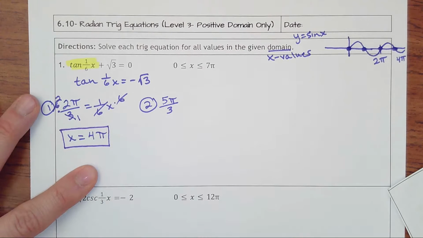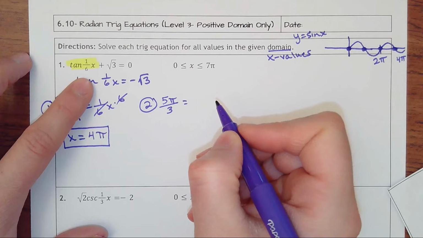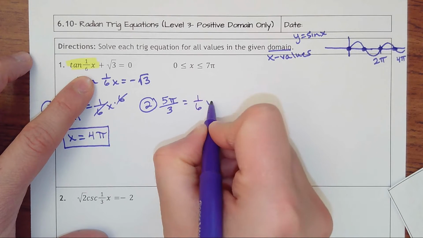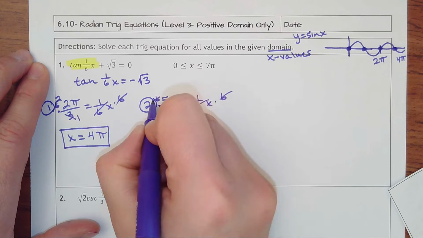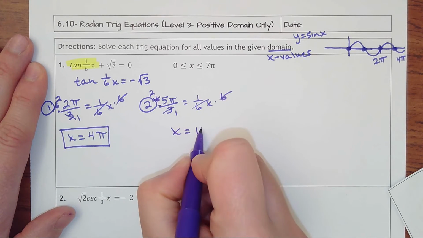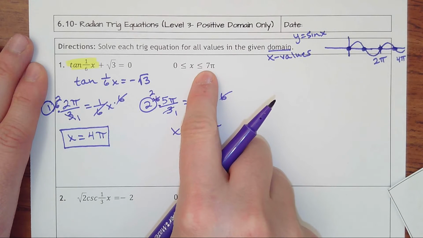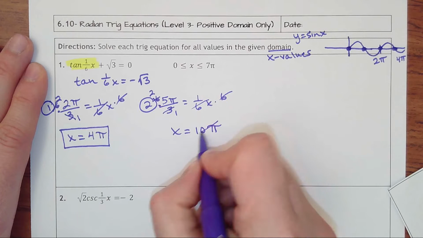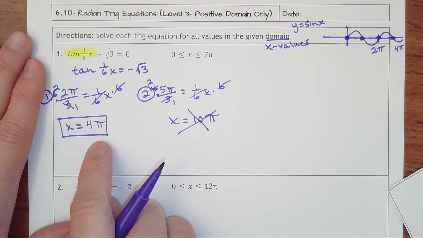Okay, let's try this one. 5 pi over 3, set it equal to 1/6 times x, multiply by the reciprocal, divide by 3. That would now be 10 pi. But 10 pi is not less than or equal to 7 pi, so that one's out. So actually we didn't have to go very far. That's our only answer.